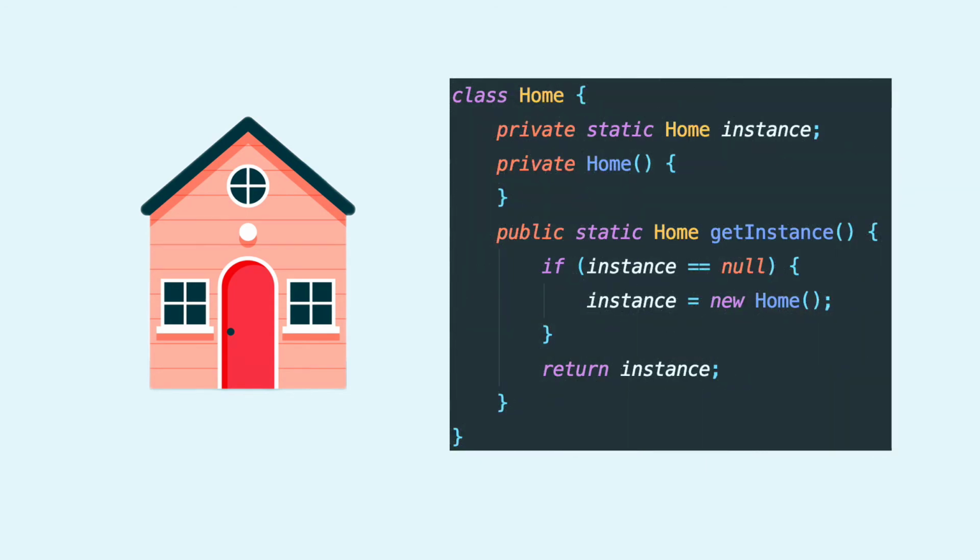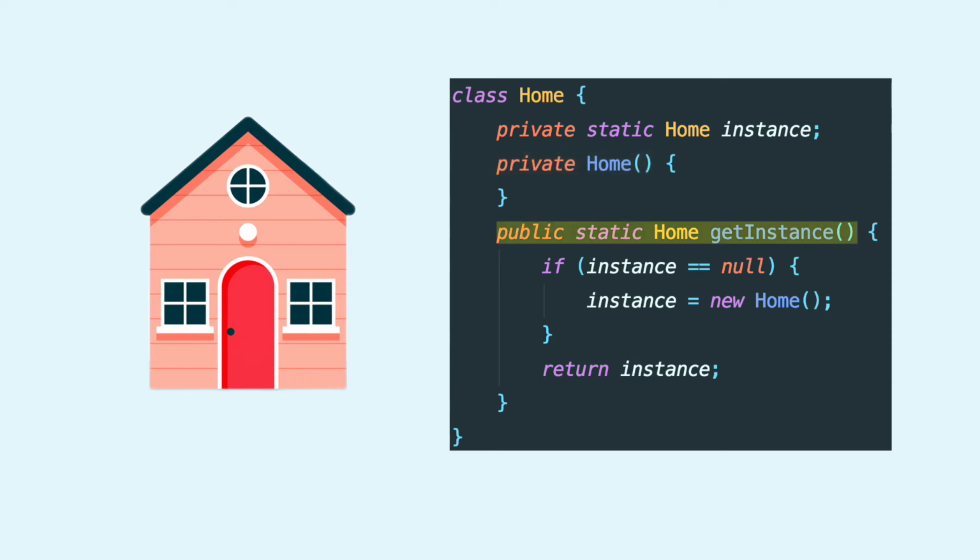First of all, we create a static instance of the home class which we will return for each request, and then we create a constructor. Note that the constructor is private. This is done in order to ensure that no other object has the access to initialize this home class. Now let us come to the heart of this class, which is the getInstance method.